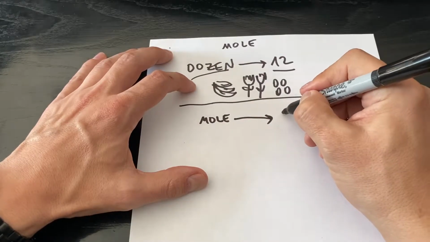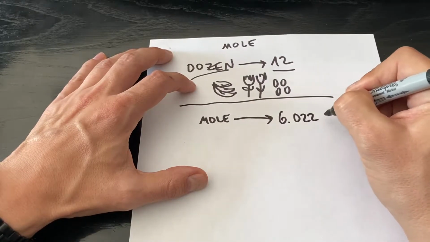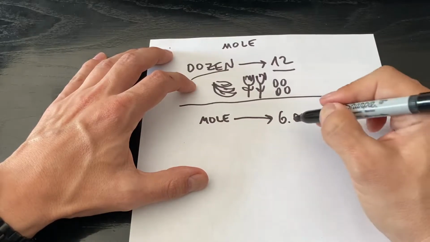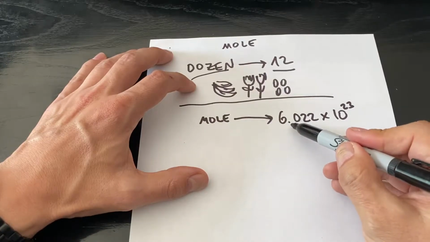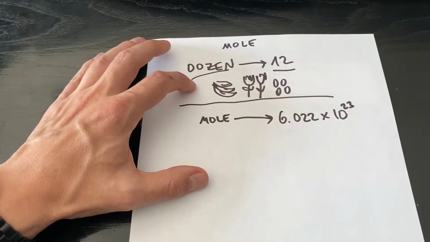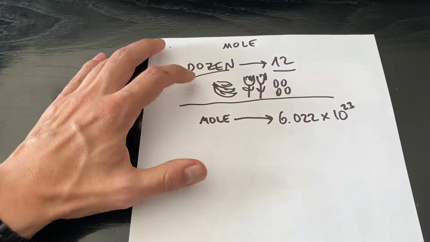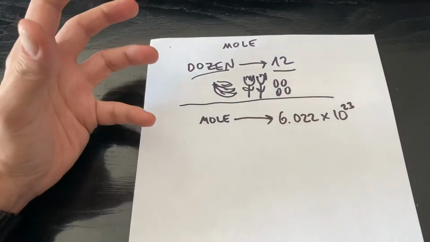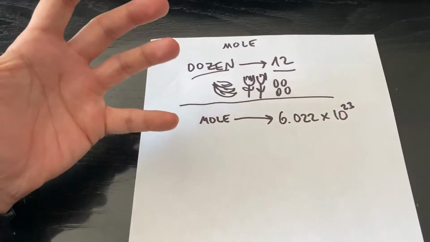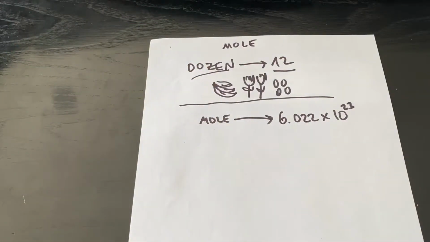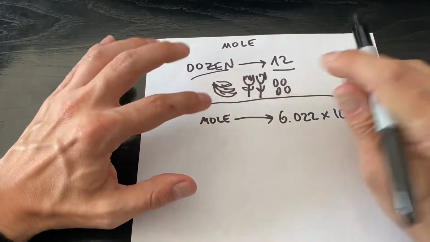That number is 6.022 times 10 to the power of 23, which is a huge number. If you move this decimal to the right 23 spaces, you get a huge, huge number. It's like billions of billions of billions. Why do we use that number? Well, because atoms and molecules are really small, so you need a lot of them to make any reasonable calculation in terms of mass, in terms of volume, whatever. So a mole means this number. That's all there is to it.